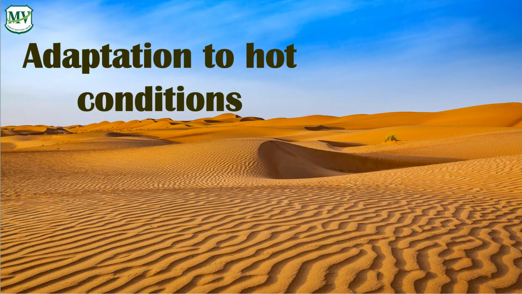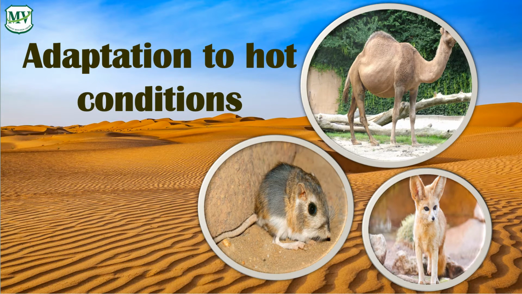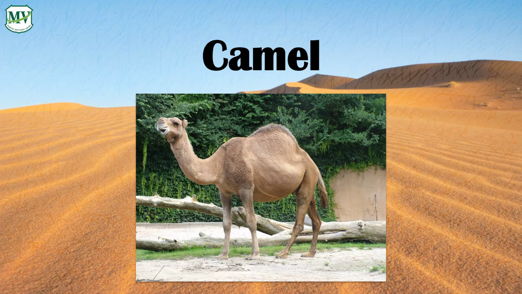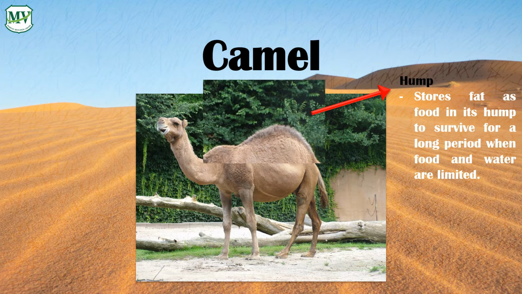Adaptation to hot conditions. Animals that live in hot environments, such as desert, have adaptations that allow them to live in hot and dry conditions, such as camel. Camel is able to survive without food and water for a long period of time. This is because it has a hump that stores fat as food to survive for a long period when food and water are limited.